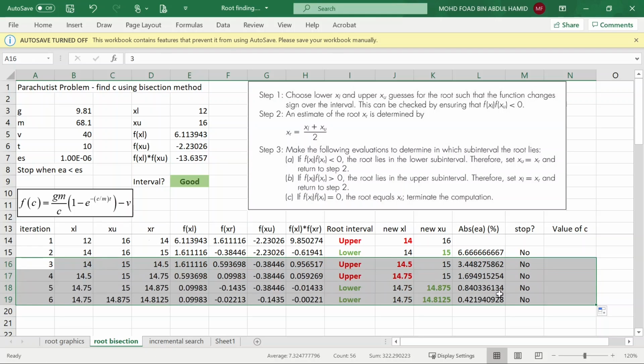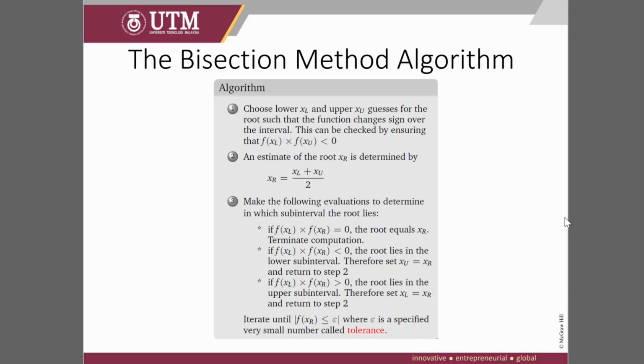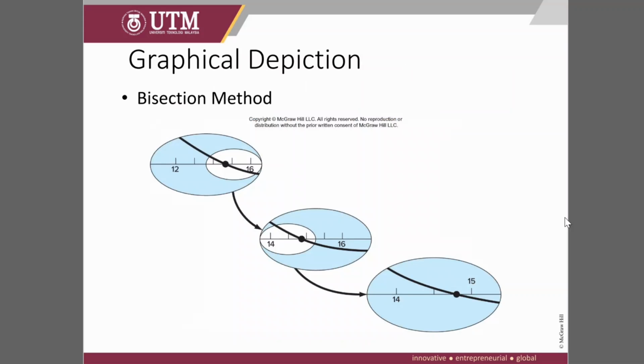Okay, after 6 iterations, the error is still 0.4, but to be able to stop, the error should be less than 10 to the power of minus 6. So we are not yet getting the right one. So okay, this is where, if you look at the slide, it tells you how many iterations that we need.